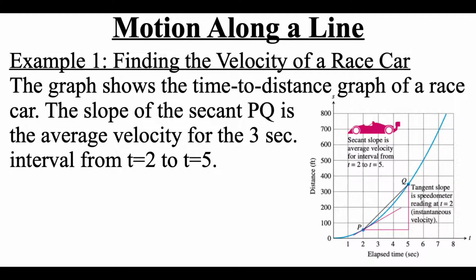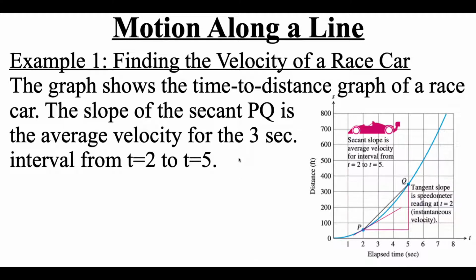So in this example, we're looking at finding the velocity of a race car. This graph down in the corner shows the time to distance graph of a specific race car. The slope of the secant line from P to Q represents the average velocity over the 3-second interval from 2 seconds over to 5 seconds. So if we wanted to compute the average velocity, we'd have to approximate some data points in here.